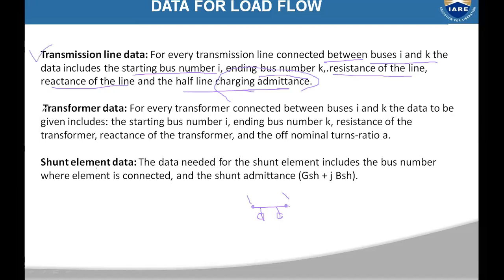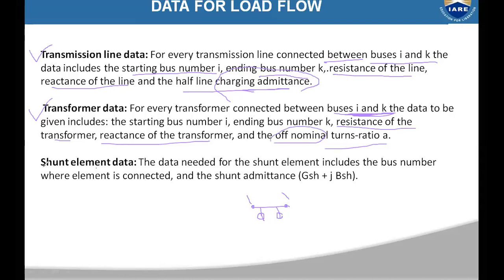And then, if there is a transformer, what data should you know? You should know between which buses the transformer is connected, so the bus numbers. Along with that, you should know the resistance of the transformer and the reactance of the transformer, and if it is an off-nominal transformer, then the turns ratio also.